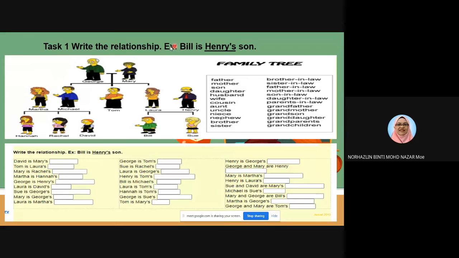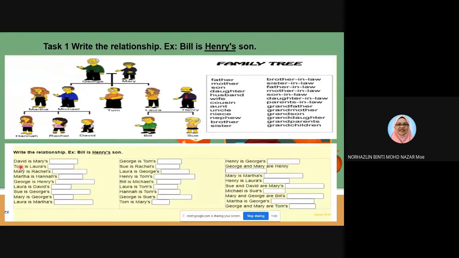Okay, let's look at the example. Bill is Henry's son. Correct? Where is Bill? Bill is Henry's son. Okay, correct. Let us try number one. David is Mary's what? Who can answer? Where is David? David, and here Mary. So David is, can you write your answer in the chat bar? Okay, David is Mary's. Davindra wrote grandson. Okay, correct.